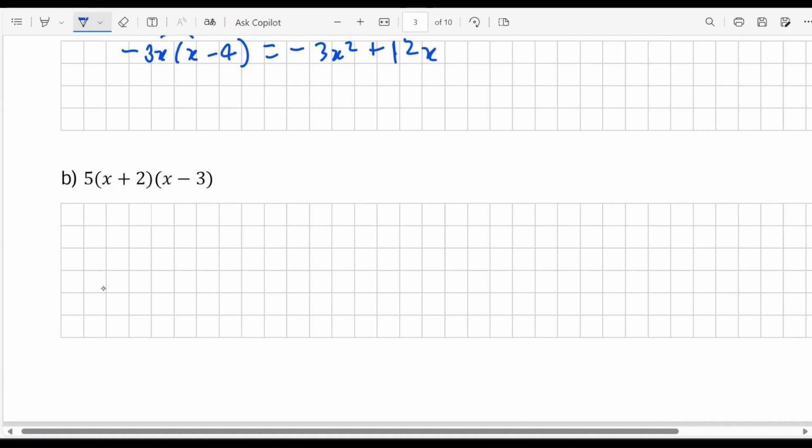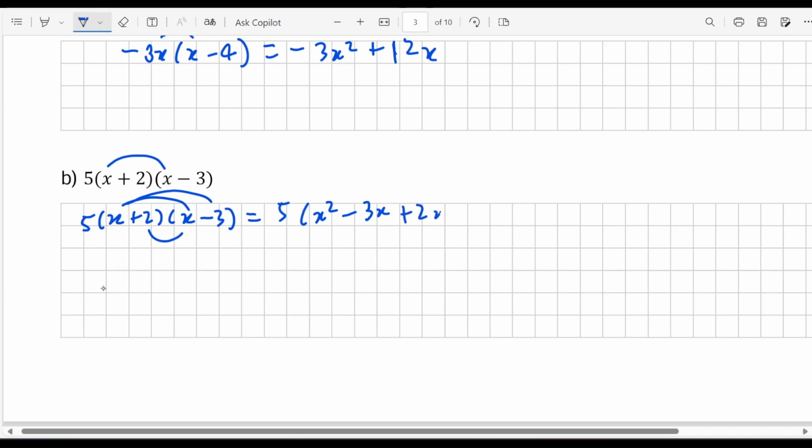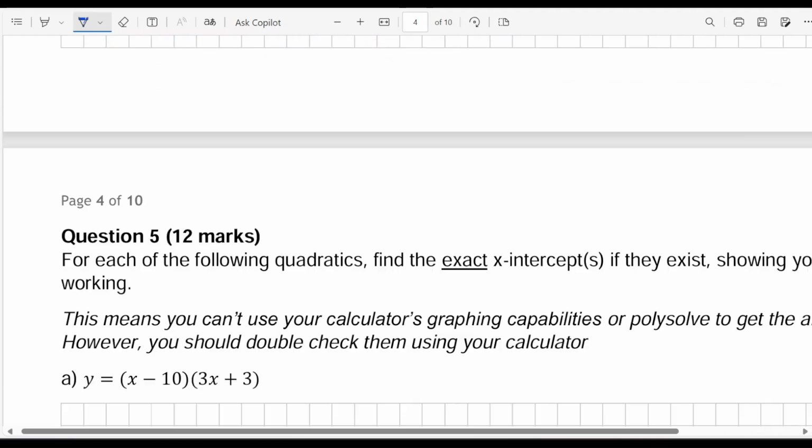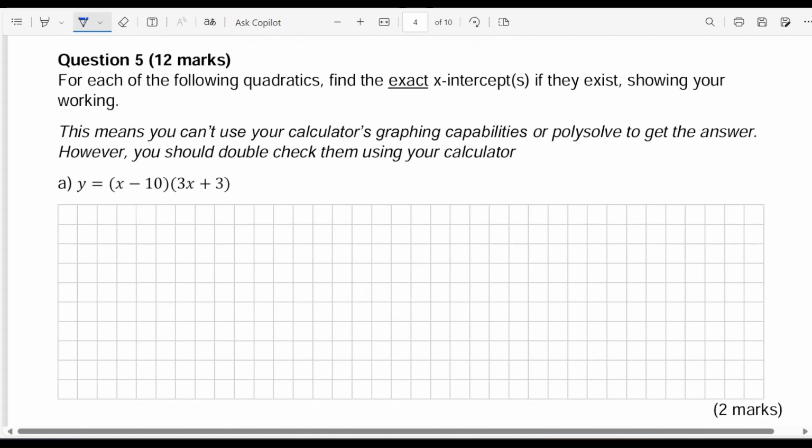Then we've got here, so you leave the 5 out the front. So we're going to get x squared. We're then going to get take 3x. We'll get plus 2x. And we'll get take 6. So this is x squared take x take 6. Which if we expand the 5 into everything, there we go.